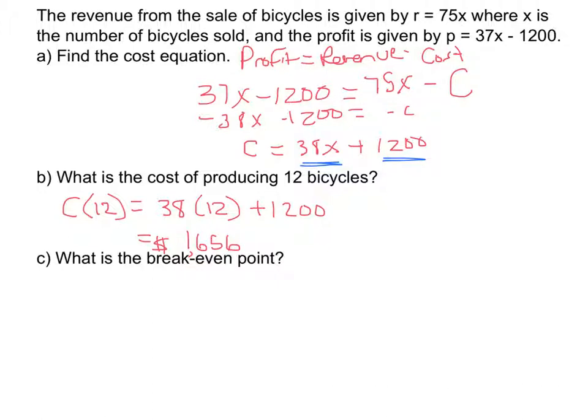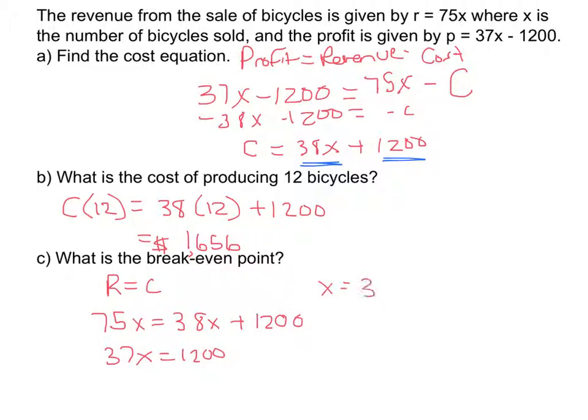Next, what is the break-even point? Well, remember, the break-even point occurs when the revenue is equal to the cost. So our revenue function initially was just 75x, and our cost function we found to be 38x plus 1200. So if we set those equal to each other and solve for x, let's see what we get. We subtract the 38x from both sides to get 37x is equal to 1200. Then we divide both sides by 37 to get x is equal to 32.4. We're going to round it to just one decimal place.